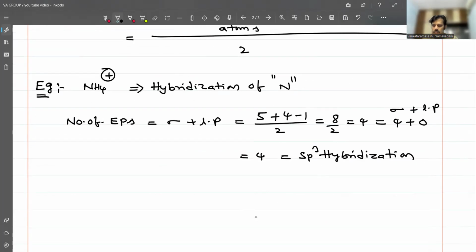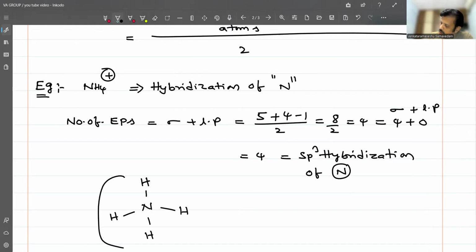A simple point: in the case of the central atom, we are calculating hybridization. That means whatever sigma bonds and lone pairs are there, those belong to the central atom. They do not belong to the surrounding atoms. If you want the structural data, I can write it like this. Nitrogen is surrounded by 4 bond pairs. There are no lone pairs at all. So you will get tetrahedral geometry.